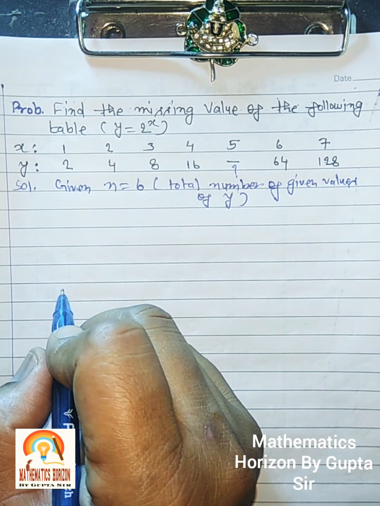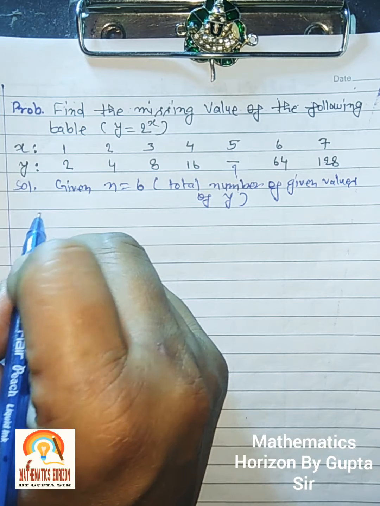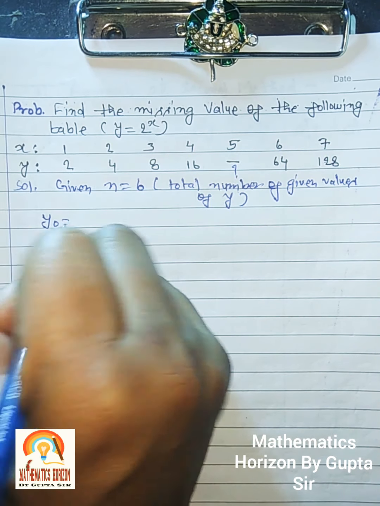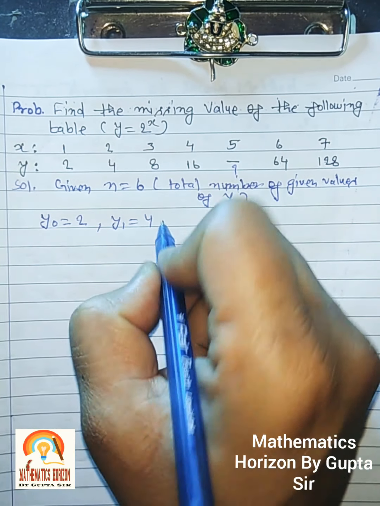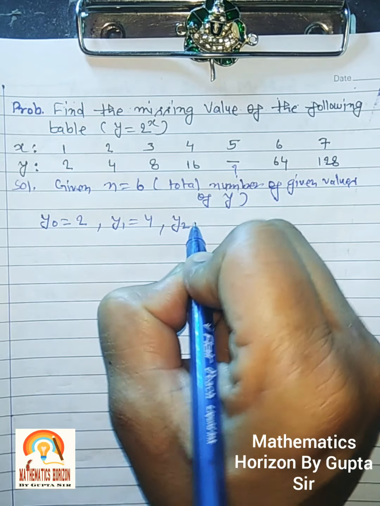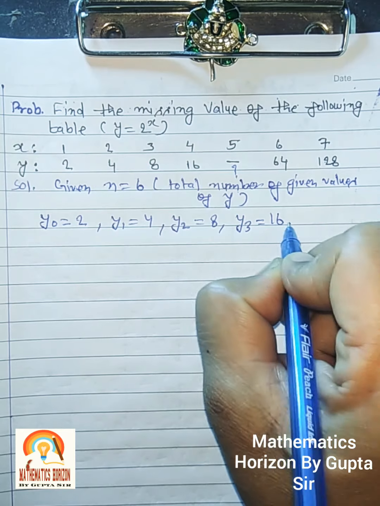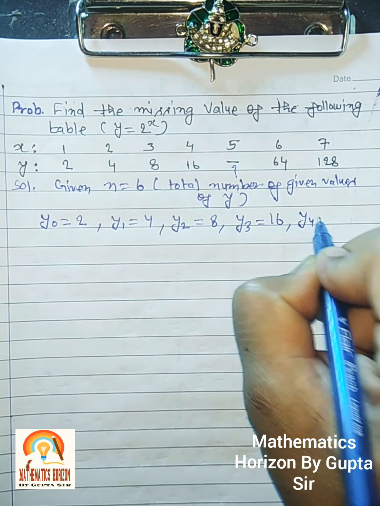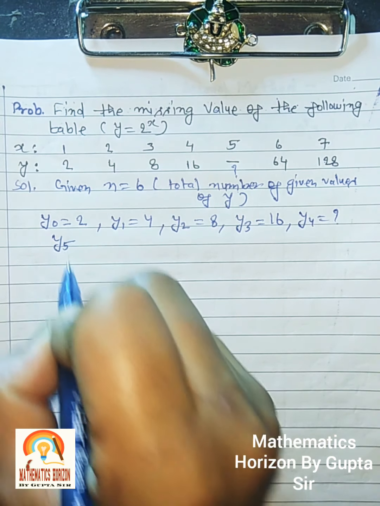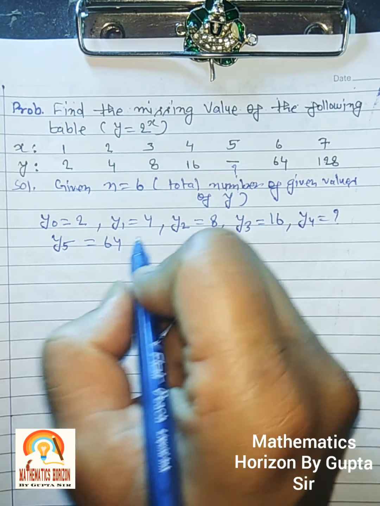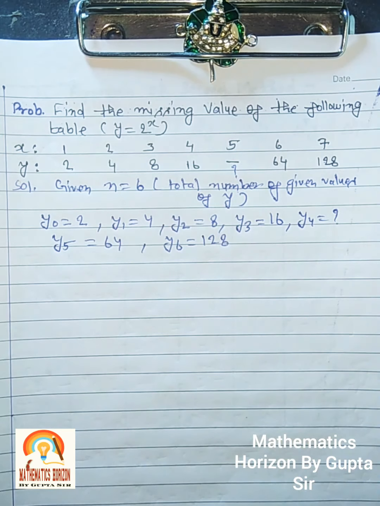Okay, and what are the corresponding values? Here x0 is 1, the value of y0 is 2, y1 is 4, y2 is 8, y3 is 16, and y4 we have to find out. The value of y5 is 64, and the value of y6 is 128.